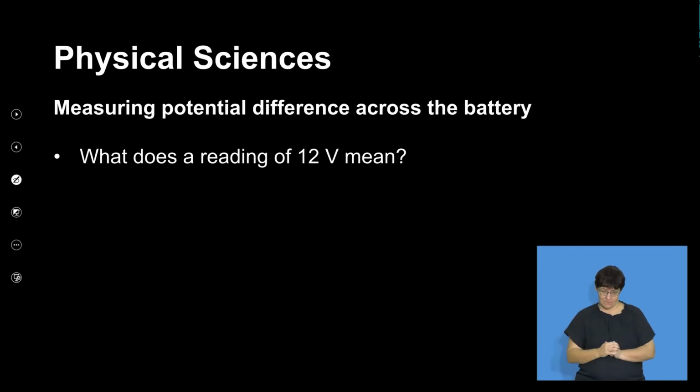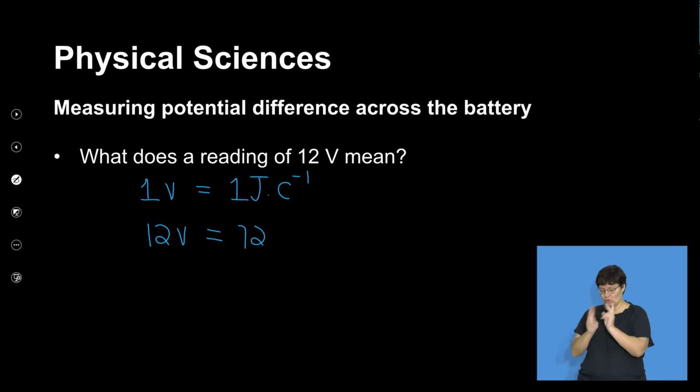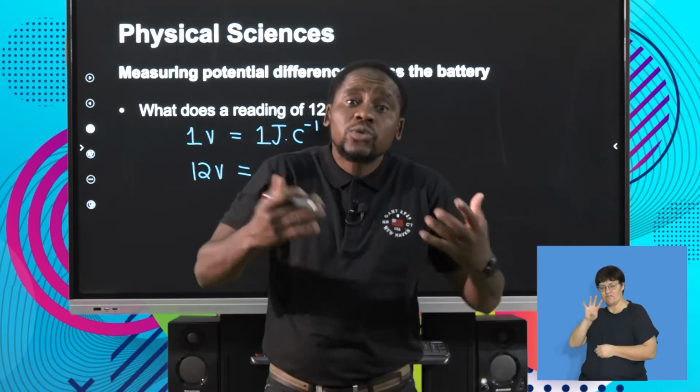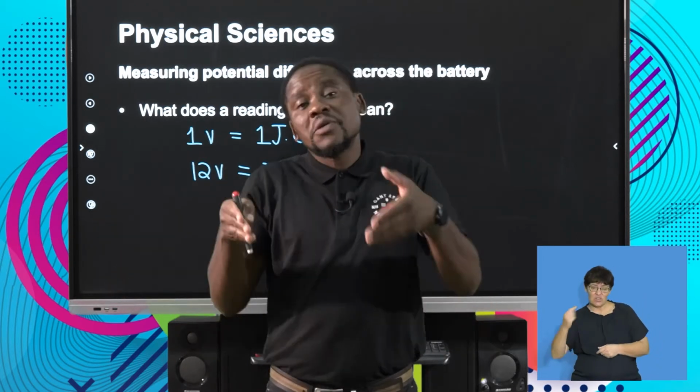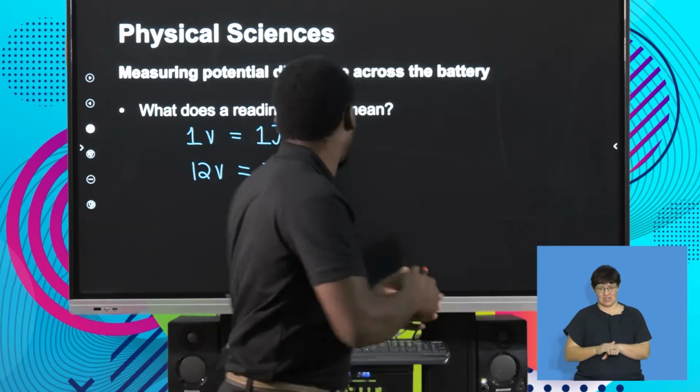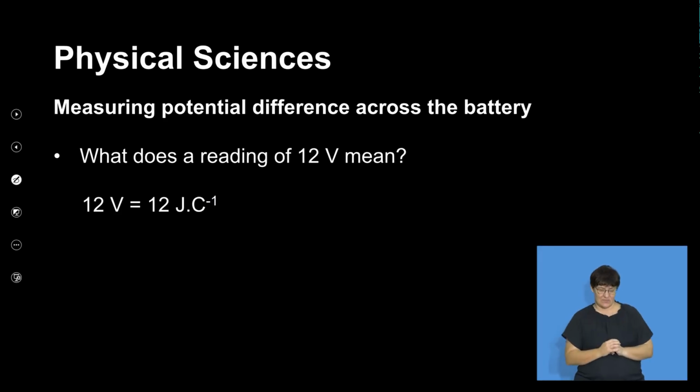Okay, now what does 12 volts mean? Now, if we know that 1 volt is equal to 1 joule of energy or work done for every coulomb of charge, then it means 12 volts is also equal to 12 joules of work done for every coulomb of charge. Equivalently, if you have got 24 volts, it means that there is 24 joules of work done for every coulomb of charge. And when we say per unit charge, we're talking about 1 coulomb of charge as the SI unit, right? Okay, and then we are happy with 12 volts is equal to 12 joules per coulomb of charge.